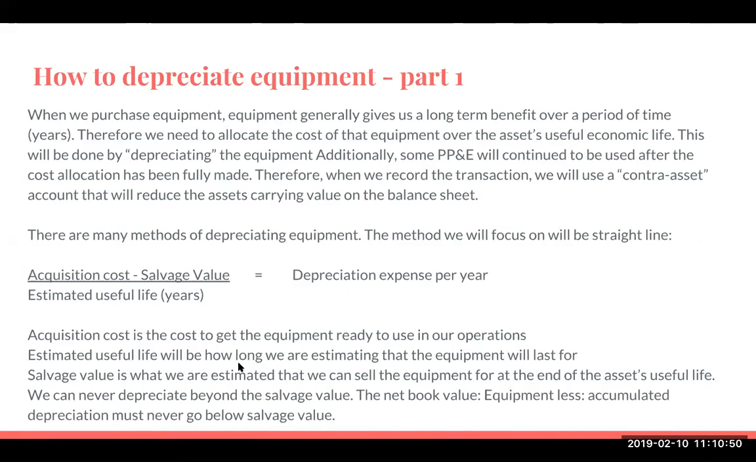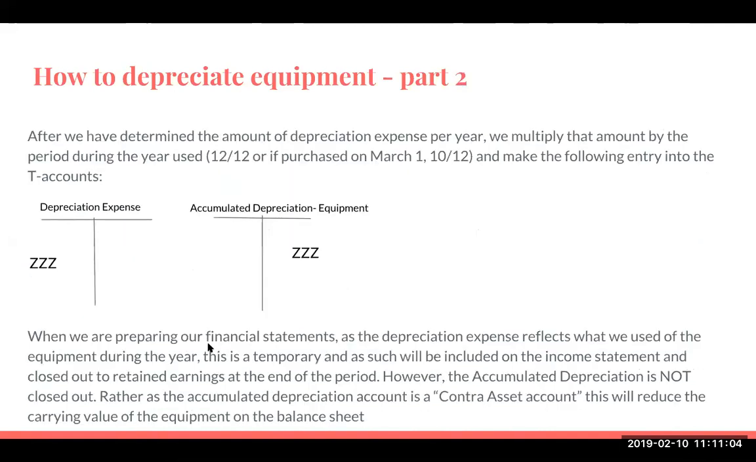Now, can we fully depreciate an asset and continue to use it? The answer is yes, it happens all the time. It's just that when we're recording it on our books, it's just going to stay there as long as we continue to use the asset.